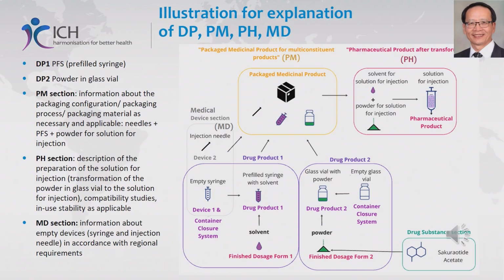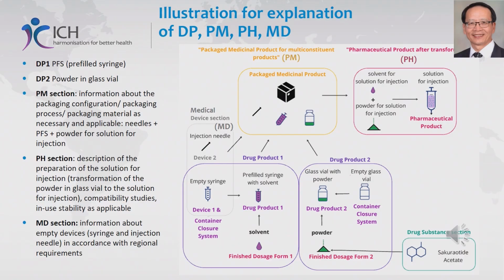Now, the PH section, which is called the pharmaceutical product after transformation section, describes the preparation of the solution for injection, essentially the transformation of the powder into solution. I know in some textbooks we call this reconstitution. Frankly, globally we use different terms. So M4Q finally chose transformation, the term which is utilized in IDMP. Finally, the medical device section provides information about integrated devices and their good practice requirements.